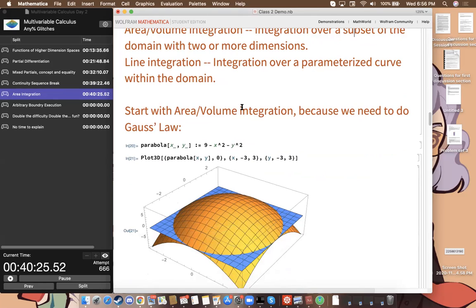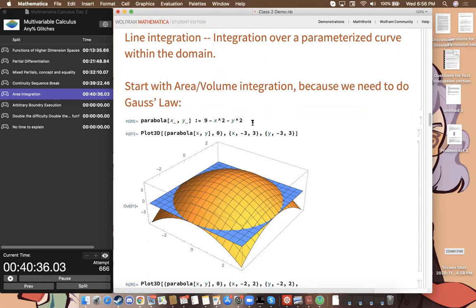And like I say, we're going to be starting with area or volume integration, not particularly because it's easier or will be useful in the other case, but because Gauss's law is important. For tomorrow, in fact, you're going to be doing a problem set on Gauss's law if you're in Physics 7D. So probably good to get comfortable with it.